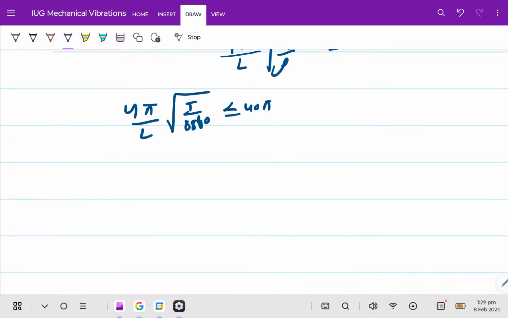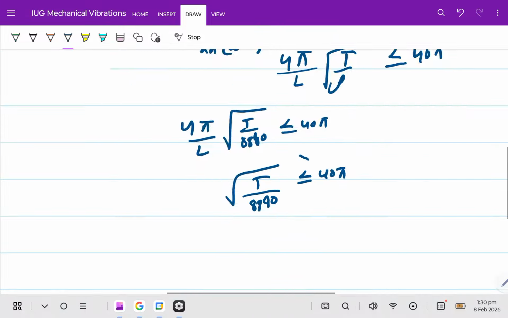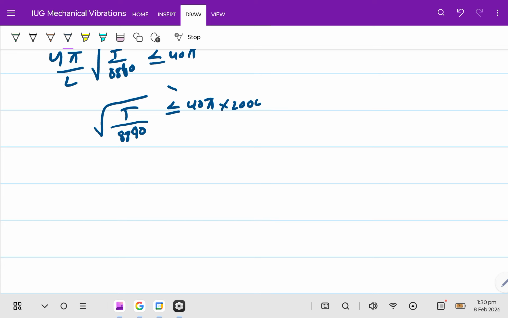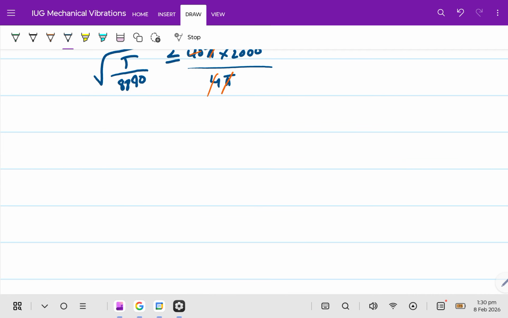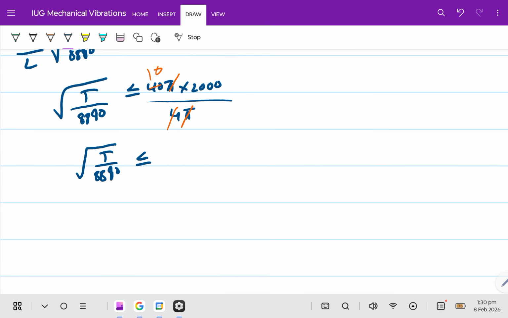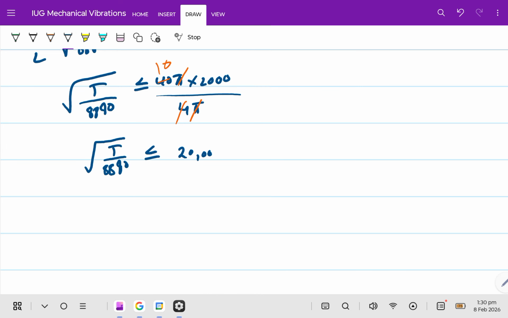So if you just take it to the other side, it will be T divided by 8890, less than or equal to 40 pi into 2000, that is the length of the cable, divided by 4 pi. So it can cancel out this one, and that's 10. So we can solve it for T divided by 8890 less than or equal to 10 into 2000, so it's 20,000.